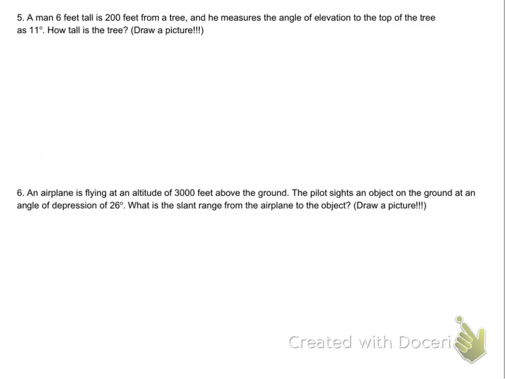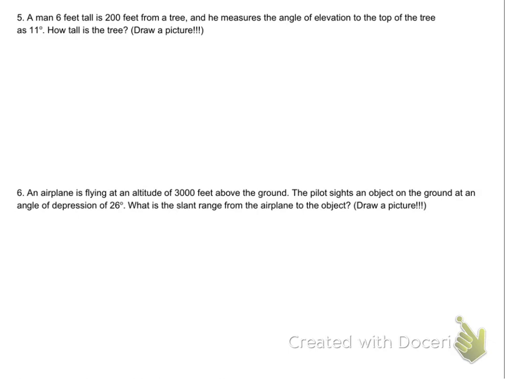Now, this is again more of your elevation. It doesn't even give you a diagram. You need to draw your own. These are good problems. A man 6 foot tall is 200 feet from a tree. And he measures the angle of elevation to the top of that tree is 11 degrees. How tall is the tree?